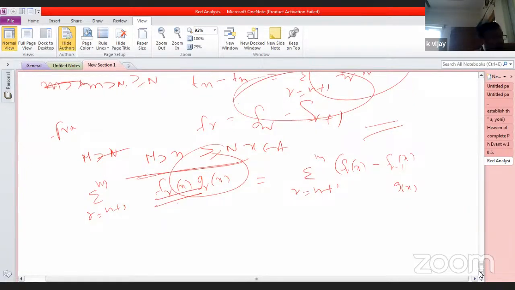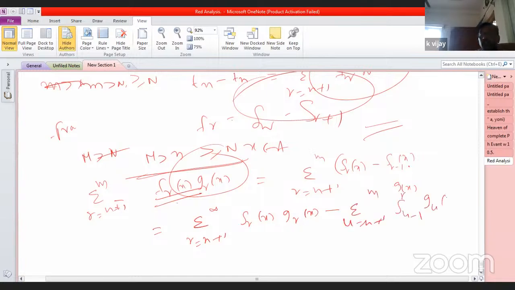sr x minus sr minus 1 x g of x, and we are taking here summation of r is equal to n plus 1 to infinity. Therefore srx and grx, this is the grx, summation of u is equal to n plus 1 to m, su minus 1 gx. Why can we write u?